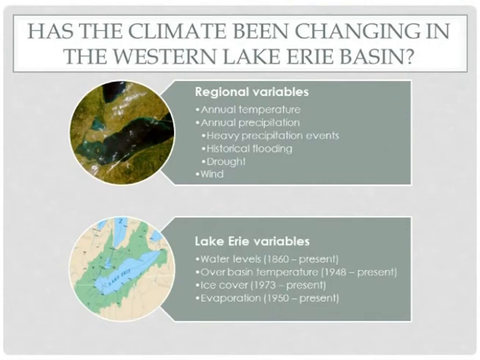We're going to look at regional variable trends for Northwest Ohio, and we're going to look at annual temperature and precipitation. And we'll also look at heavy precipitation events, historical flooding, and drought. At the end, we're going to look at some Lake Erie variables: water levels, temperatures over the basin, ice cover, and evaporation.